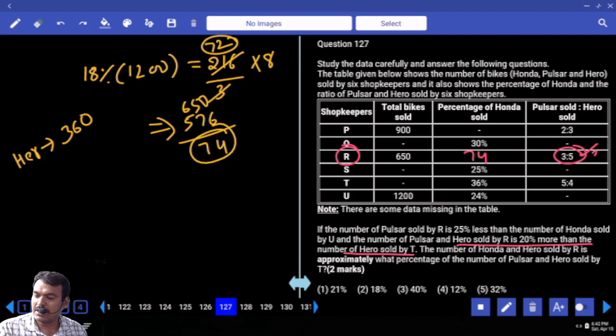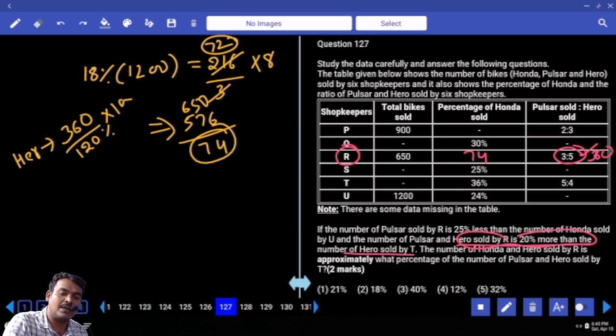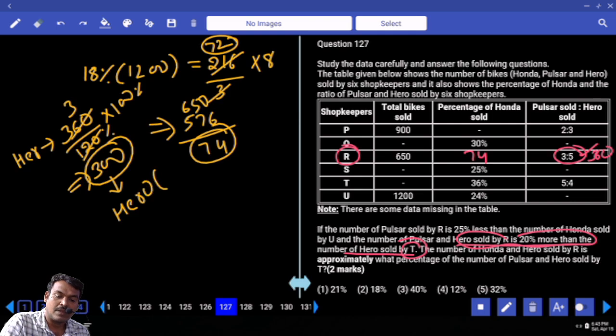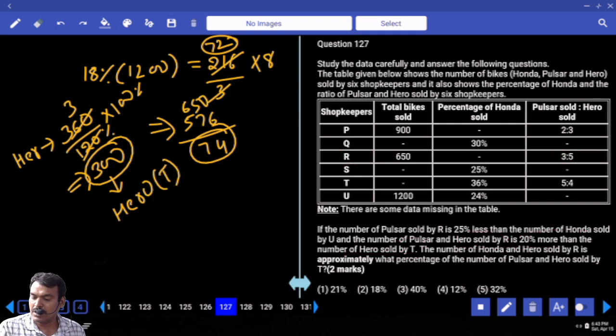360 means here value it is 360. But Hero sold by R is 20% more than which one? Hero sold by T. That 360 represents how much? 120%. Again we are getting the 100% value. 3 times 3 into 100 means 300. That 300 is which one? Hero sold by T. Hero sold by T is how much? 300. And what is the question here? Number of Honda and Hero sold by R.